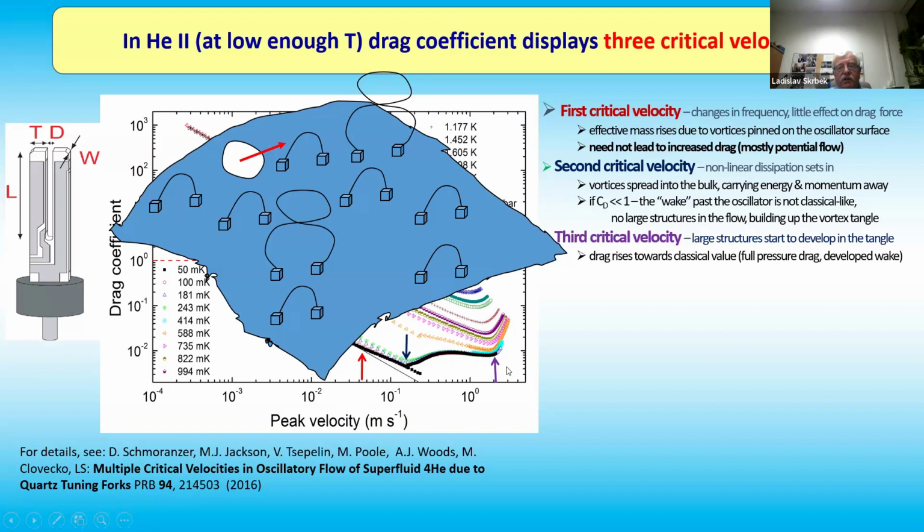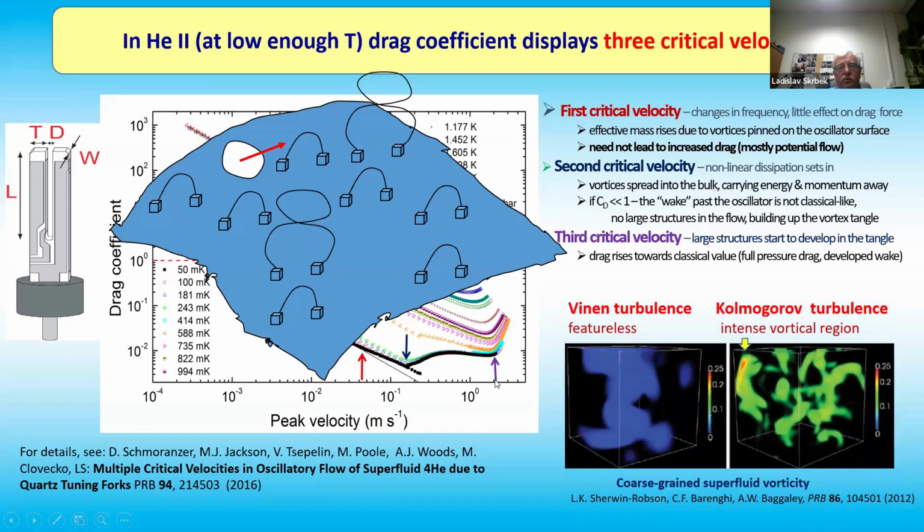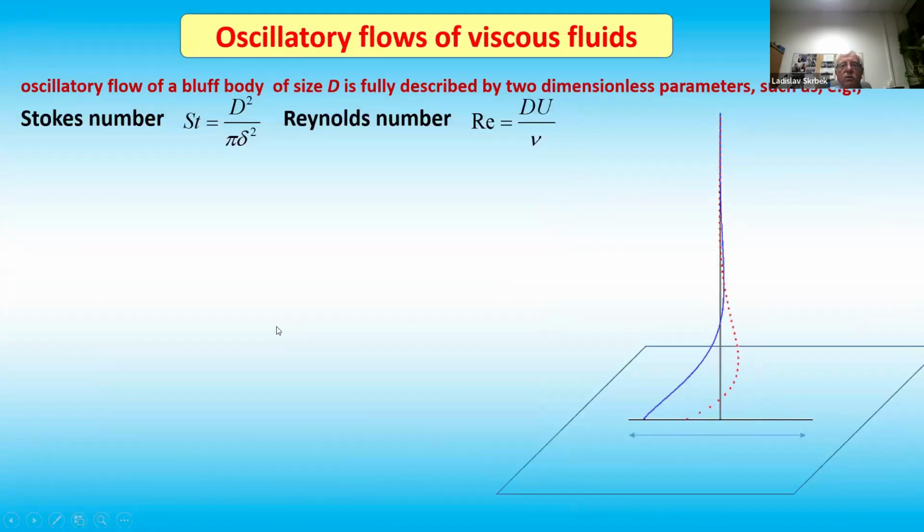And the third critical velocity is just the one which we are used to in classical turbulence. So we believe that in between these two critical velocities, between second and third, we have to deal with a kind of Vinen turbulence, which is featureless. But above this third critical velocity, we will probably deal with classical Kolmogorov turbulence. So this oscillatory flow of quantum fluids at finite temperature should be considered also in connection with the normal fluid. And for that, it is useful if I remind what happens in oscillatory flow of viscous fluids.